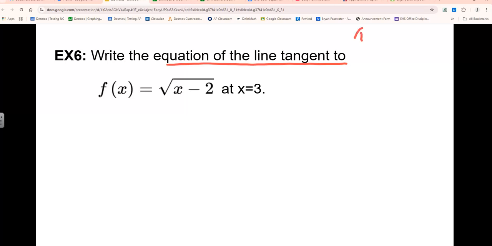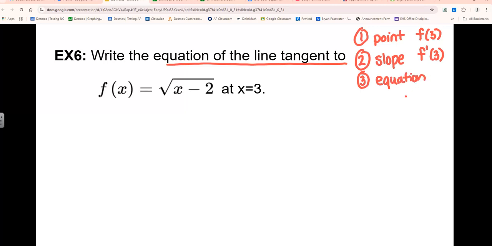You need your point, which in this case is going to be f of 3. You need your slope, which is going to be f prime of 3. And you need your equation, which is going to be where you use y equals m times x minus x1 plus y1, right, where you use that point slope form. So if you see equation of a tangent line, these are the things we need.